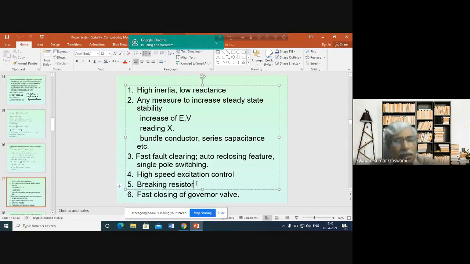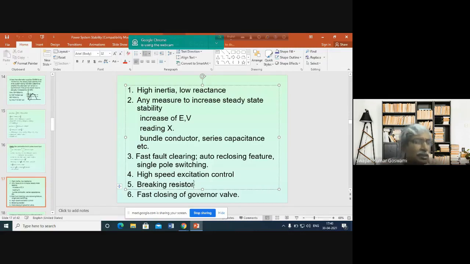Acceleration of the generator will be arrested. That means this resistor will be behaving as a brake to the increasing speed of the generator, as a brake to the acceleration of the generator. That's why the name is braking resistor. So this is another method by which the stability may be improved.